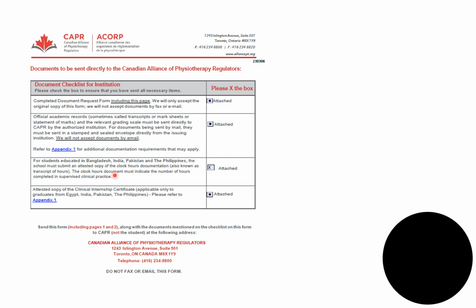For students educated in Bangladesh, India, and Pakistan, there is some additional information. They have to submit their clock hours document. You can ask DAO, who has the format. They can provide you an attested copy of the clinical internship certificate, so please attach that one. Send this form, including pages 1 and 2, along with the other documents mentioned on this checklist to CAPR by your institution, not the student.